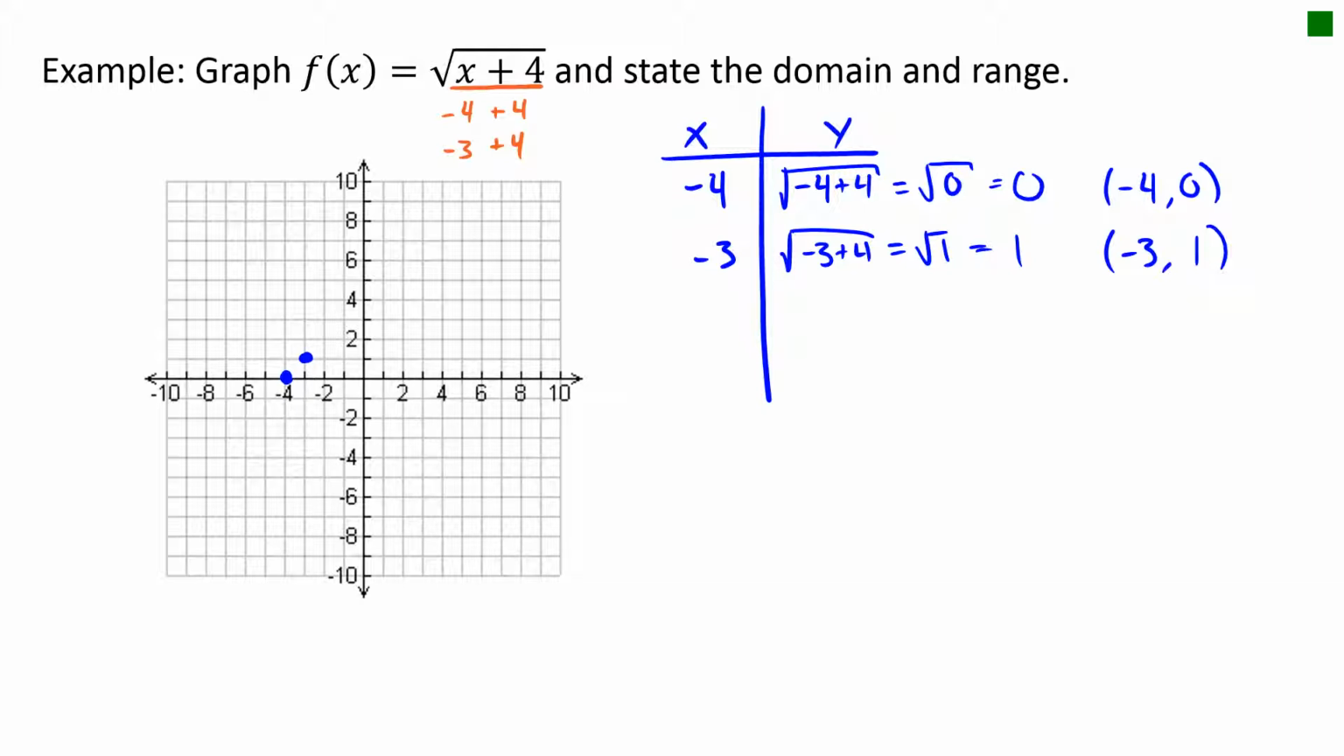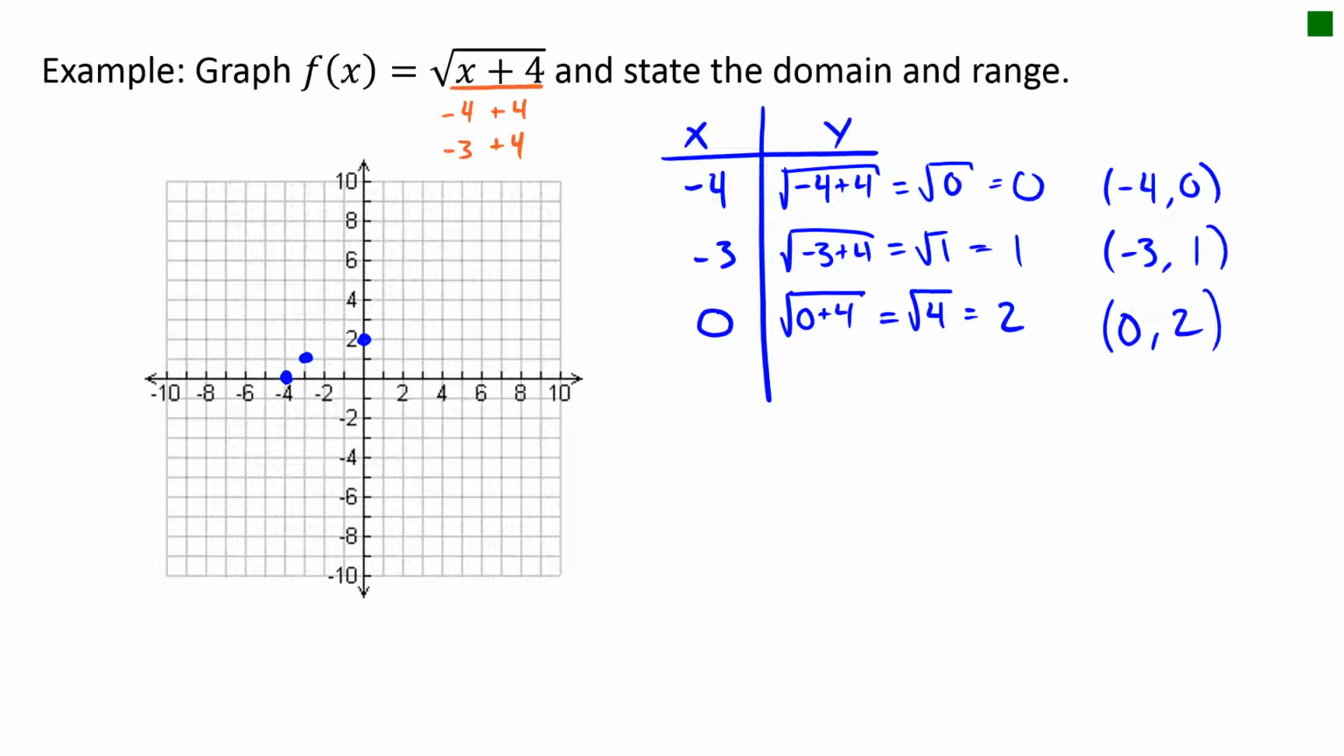And again, if I pick x equals 0, this is a nice one because I have 0 plus 4, which is the square root of 4, which is 2. So don't be afraid if you need to use a little bit of trial and error to find these nice points. It takes some practice to get used to it. But after a little practice, you can get the graphs very quickly doing this.